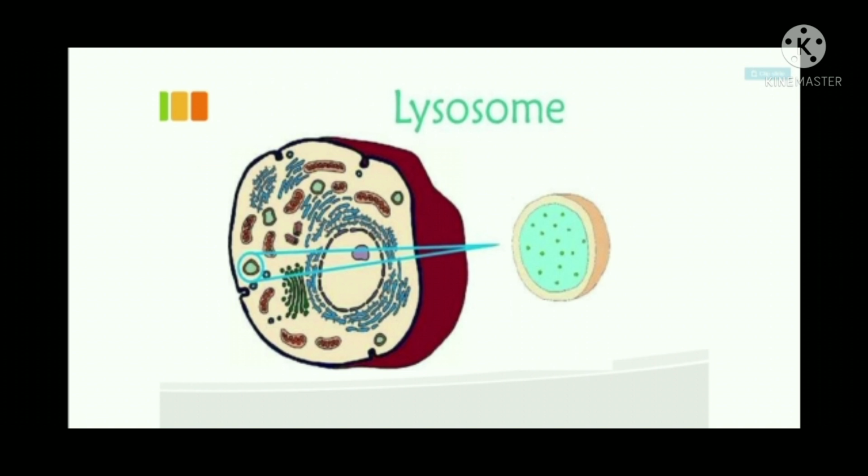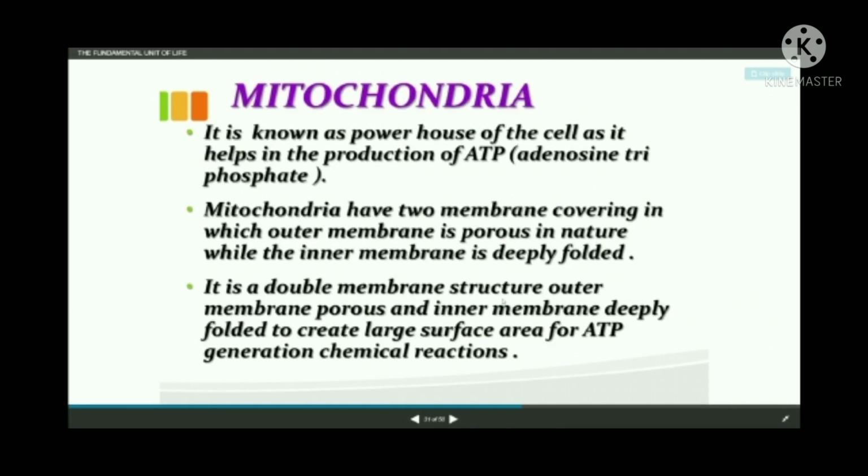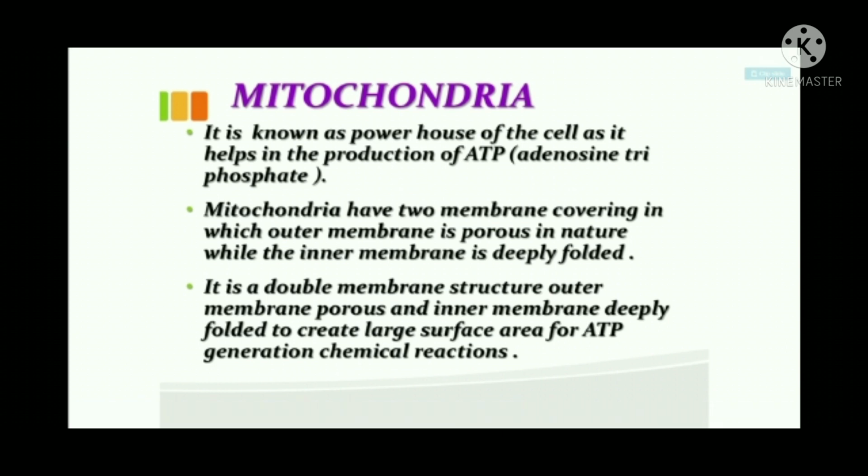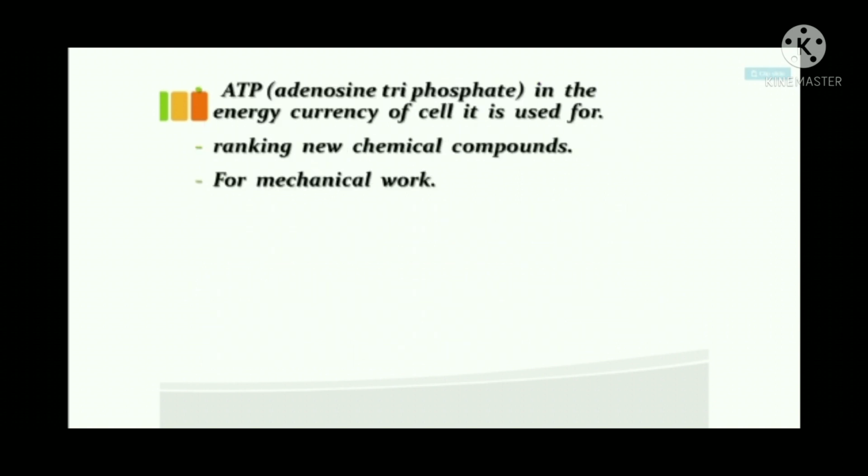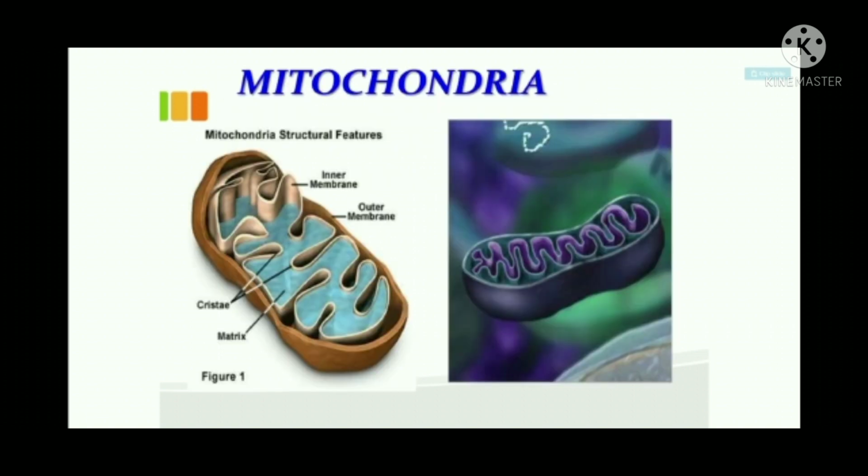Mitochondria. It is the powerhouse of the cell as it helps in production of ATP, adenosine triphosphate. Mitochondria have two membrane coverings in which the outer membrane is porous in nature while the inner membrane is deeply folded. ATP, adenosine triphosphate, is the energy currency of the cell. It is used for making new chemical compounds and for mechanical work. Mitochondria, you can see: it has an inner membrane, outer membrane, cristae and matrix.